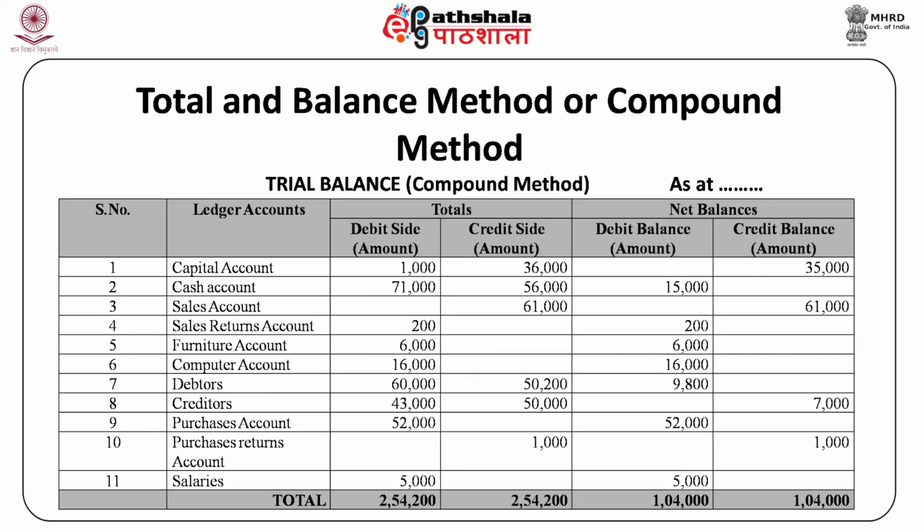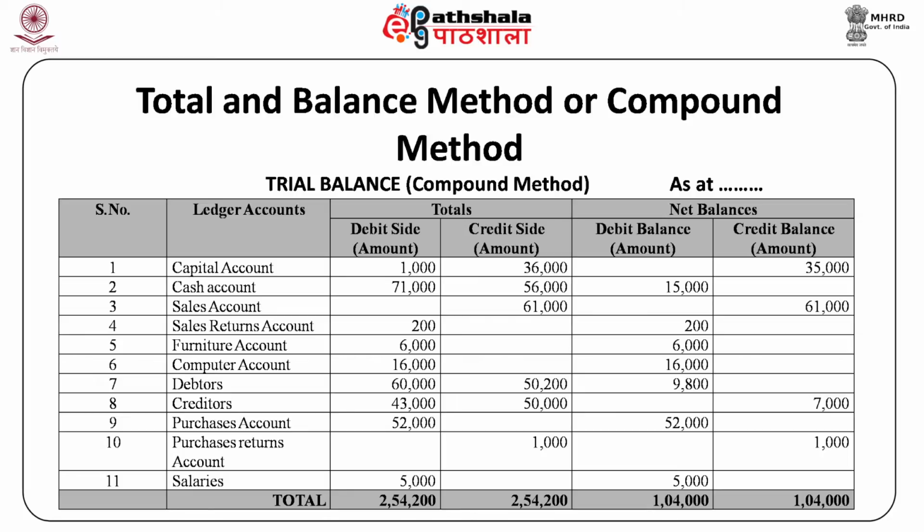Furniture account debit side 6,000. Number 6, computer account 16,000 on debit side. Debtors totals are 60,000, 50,000, 200. The balance is 9,800 debit. Number 8, creditors. The totals are 43,000, 50,000. The net balance is 7,000 credit. Number 9, purchases account 52,000. Balance 52,000 debit side.